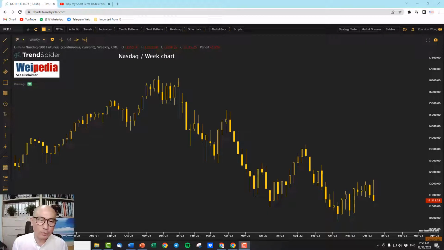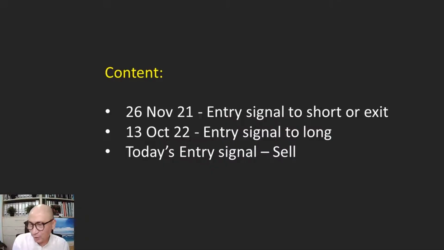In today's tutorial, we'll do a few case studies on how we can make a market entry. Now, this technique can be applied to both long-term and short-term trades. And for today's discussion, there are three segments.